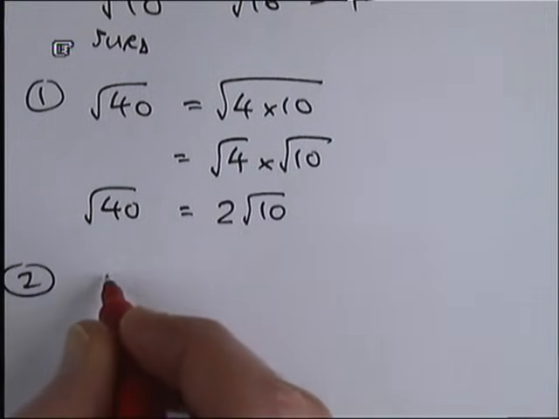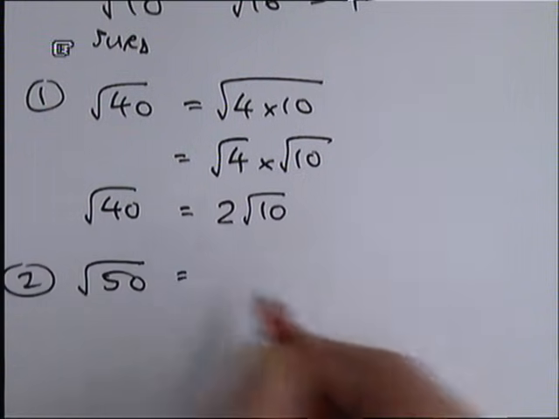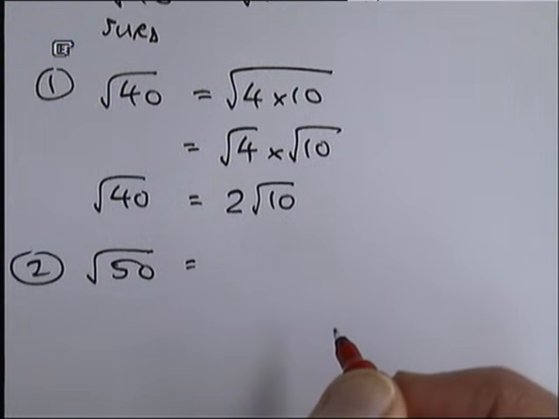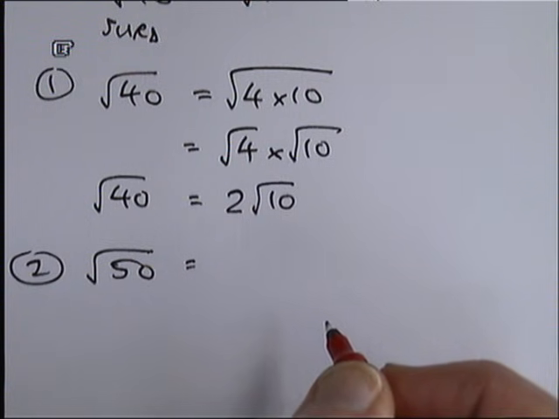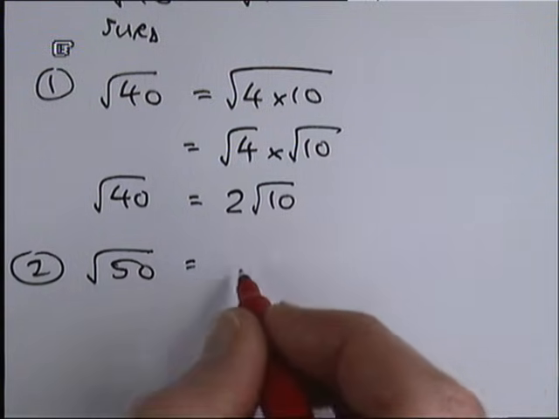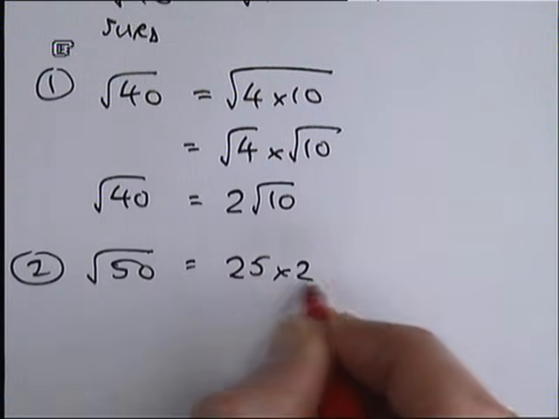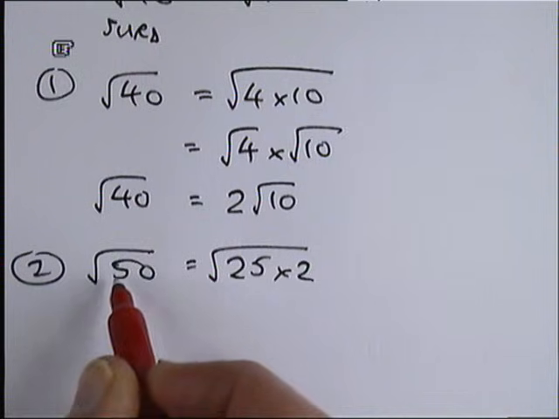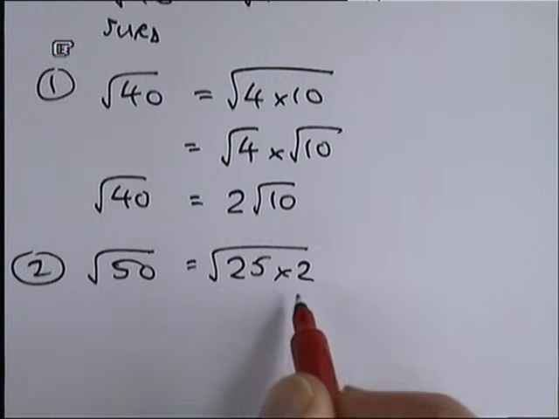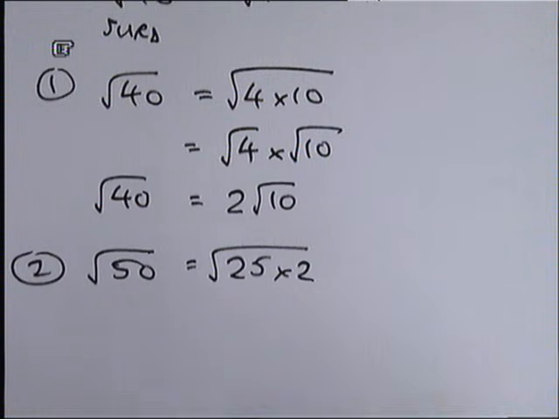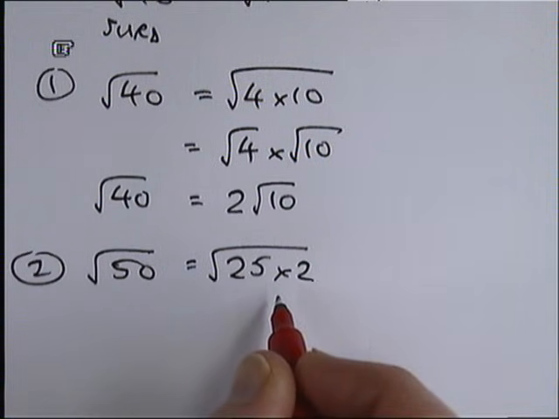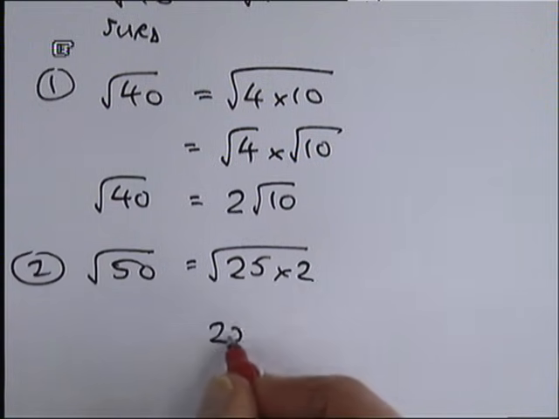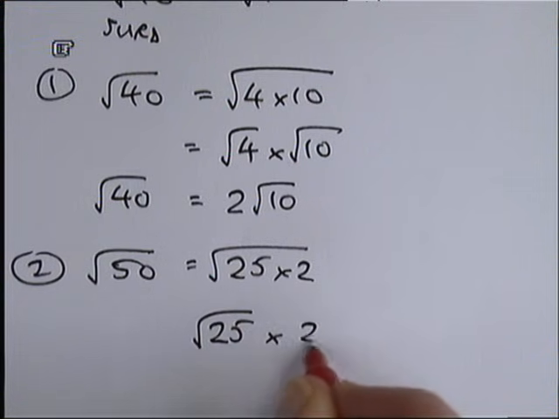Number 2, we'll have a look at root 50. So the first thing to do is to think what numbers multiply together to give me 50. And can I come up with any pair of numbers that multiply together where one of them is a square number? Well, hopefully you'll come up with 25 times 2. 25 times 2 is the same as 50. So that means root 50 is the same as the square root of the sum, 25 times 2. And because there's a multiplying sign in here, we can say that's the same as root 25 times the square root of 2.